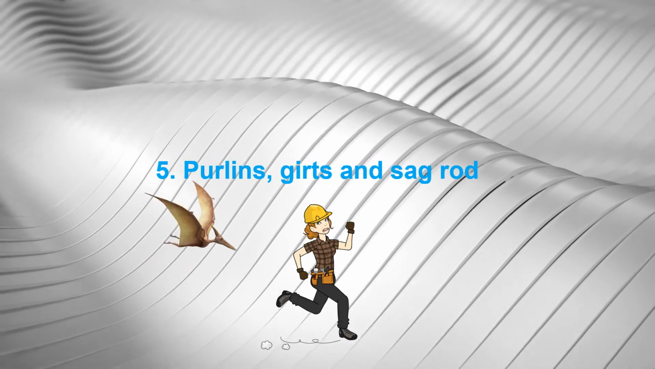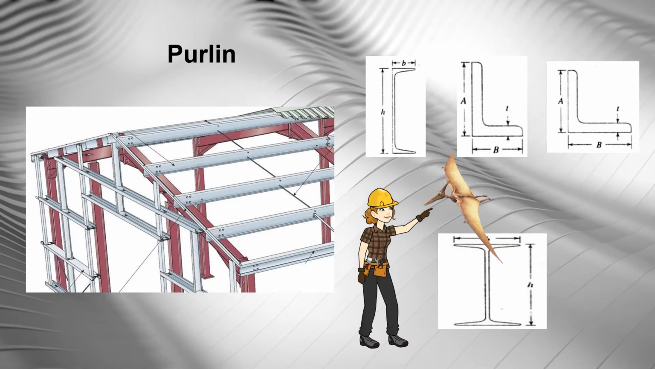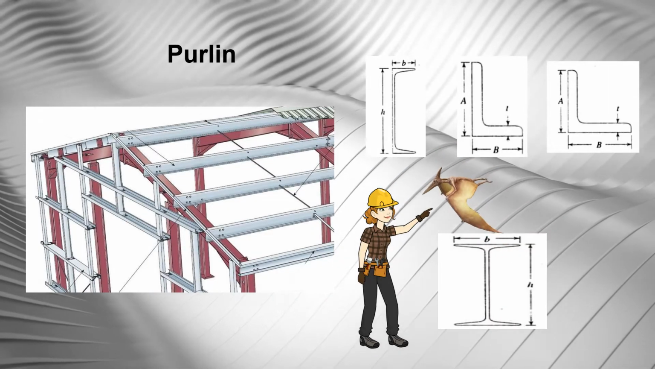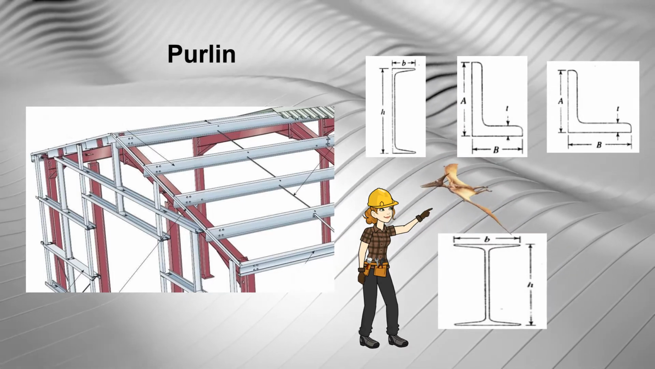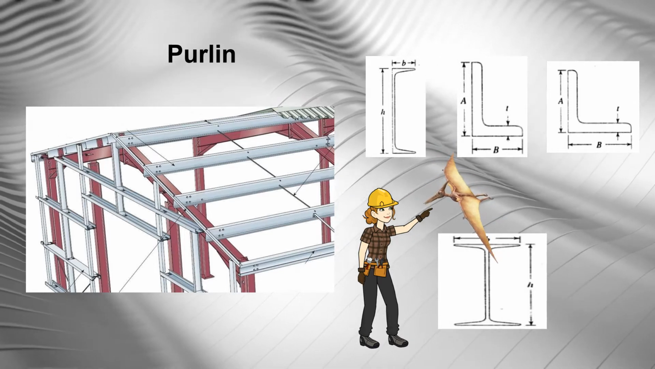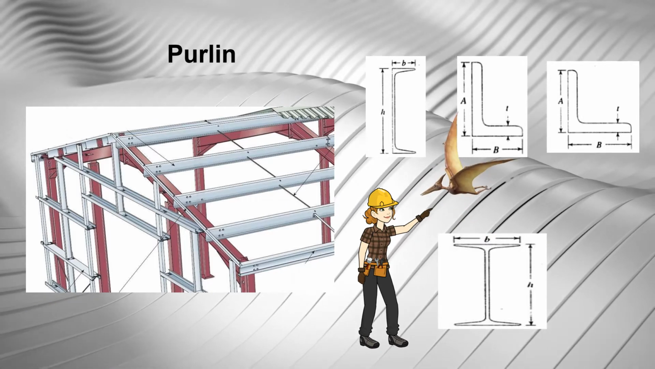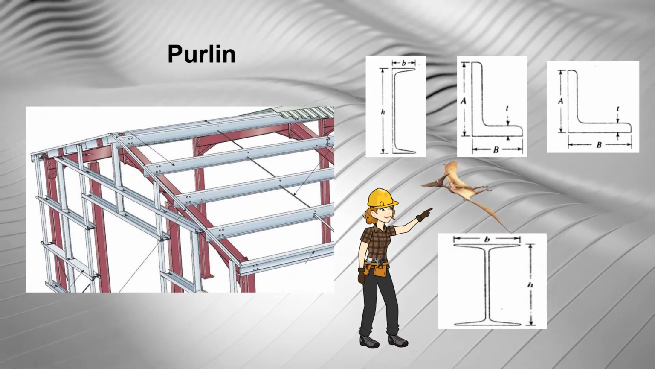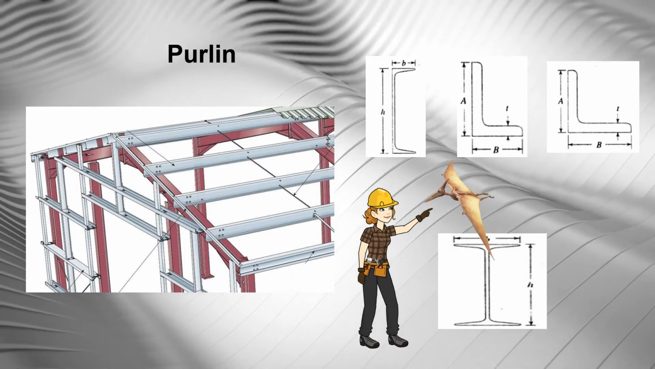Number 5. Purlins, girts, and sag rod. Purlins support roof sheeting, and loads from the sheeting are transferred to the purlins. The loads acting on the purlins are weight of roof covering and fixtures, self weight of purlin, live load from sheeting, and wind load.